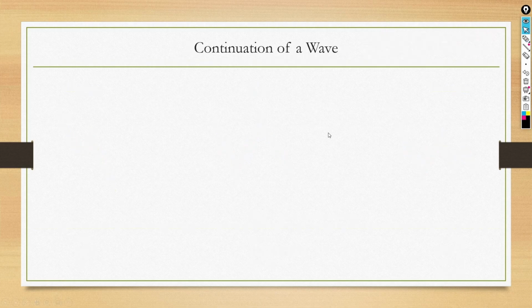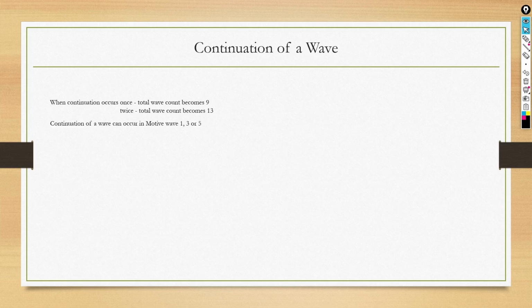So until now, we've said that motive wave has 5 waves, but when there is something called a continuation, these 5 waves can actually turn into 9 waves or sometimes even 13 waves, depending on how strong the market is. And this continuation can occur either in wave 1, 3, or 5. Let me show you.